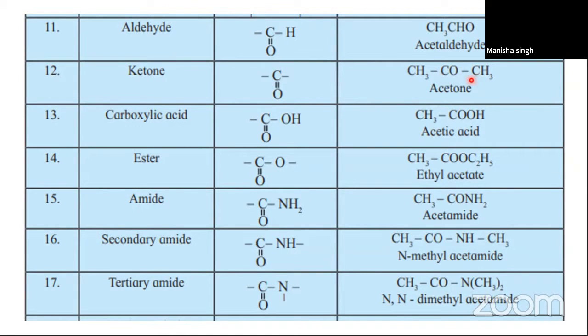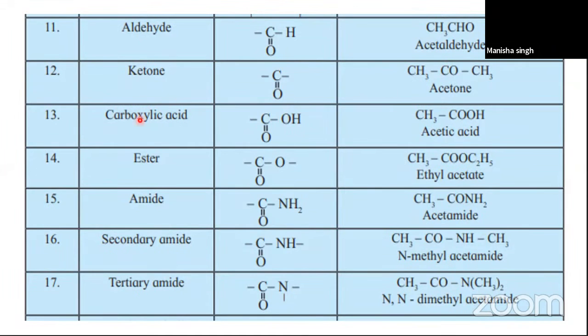Aldehyde में क्या होता है? एक हाइड्रोजन होता है, और कीटोन में क्या होता है? दोनों अल्किल ग्रुप्स होते हैं. ठीक है, तो यहाँ पे एग्जांपल देखो, CH3COCH3. तो ये CH3 क्या है? अल्किल ग्रुप है, and another CH3 is another alkyl group. So example is acetone. Okay, so you have seen the aldehyde and ketone.